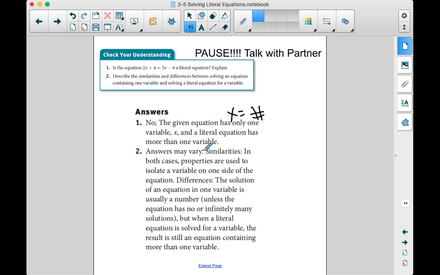Your similarities are that properties are used to isolate a variable. Your difference is that the solution of an equation in one variable is usually a number. But in a literal equation, the result is still an equation containing more than one variable. So when you solved this up here, x equaled a number. But when you solve a literal equation, you get your variable isolated, but it's still written in variable form.